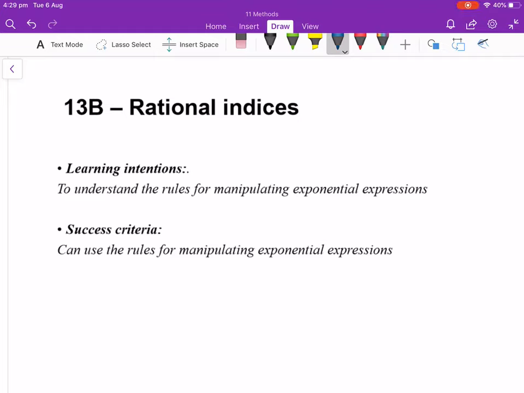In this video, we're looking at rational indices, that is, exponents that are rational numbers. The learning intention here is the same as the index laws, to understand the rules for manipulating exponential expressions. And the success criteria is that we can use the rules for manipulating exponential expressions.